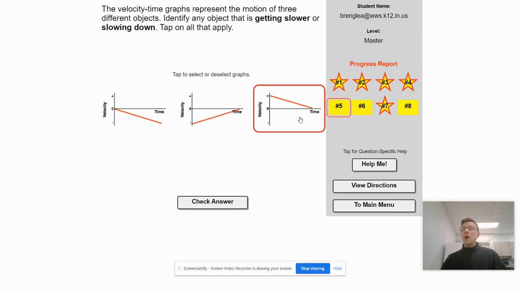The one on the far right is correct because it does start at a positive velocity and then the line ends at 0 meters per second. So that one is correct. We also need to choose the middle one because the middle one is the exact opposite. It's moving in the opposite direction, but it's doing the exact same thing. It starts with some non-zero velocity, in this case negative, and then it slows down and ends up at 0 meters per second along our y-axis here.